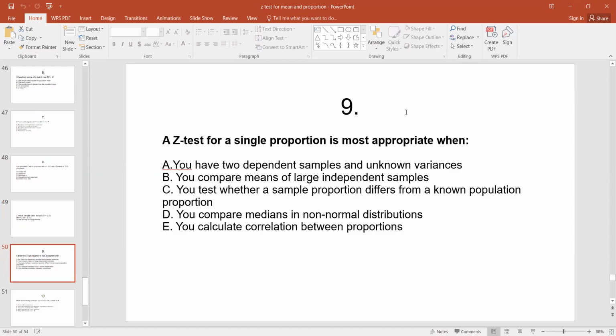MCQ number 9. A z-test for a single proportion is most appropriate when: A. You have two dependent samples and unknown variance. B. You compare two means of large independent samples. C. You test whether a sample proportion differs from a known population proportion. D. You compare medians in a non-normal distribution. E. You calculate correlation between proportions.